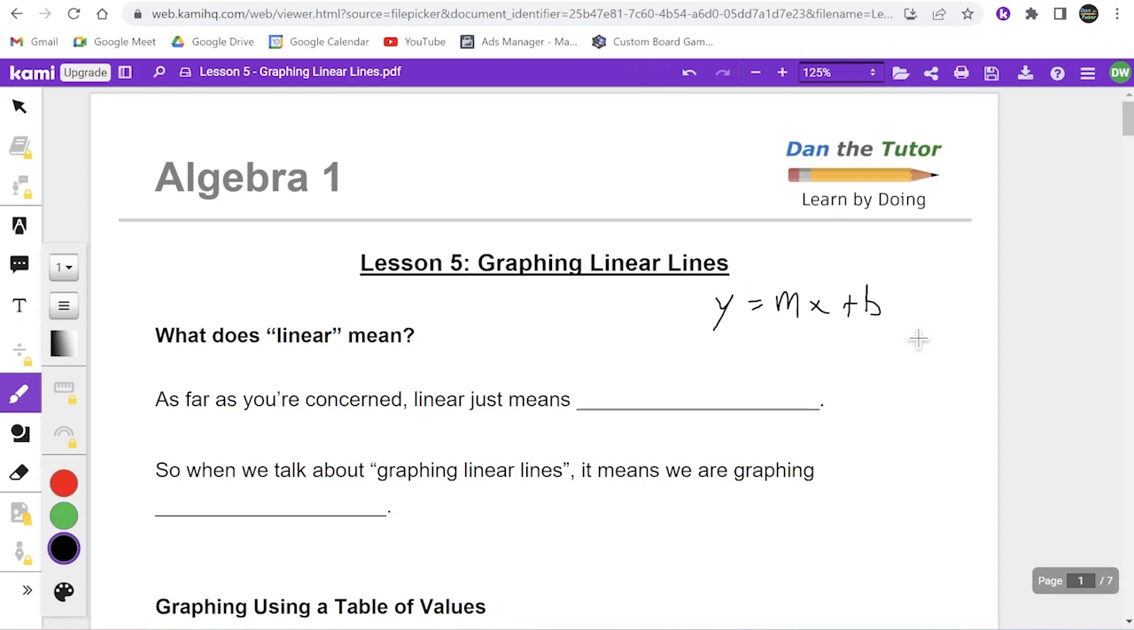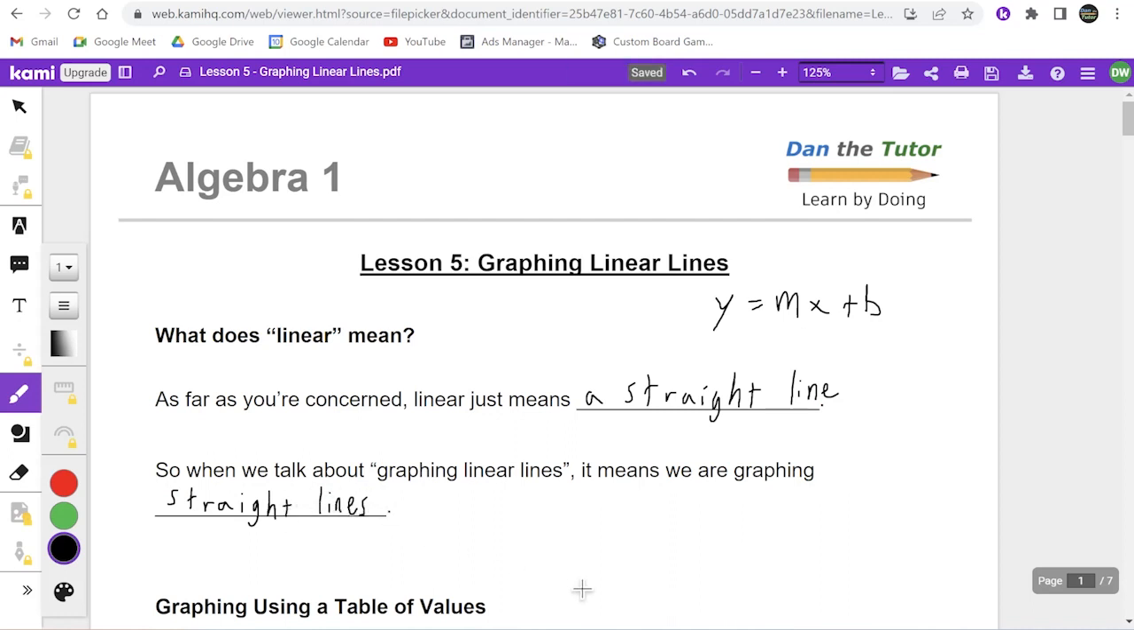So first, let's talk about what linear means. All it means, as far as you're concerned, is that linear just means a straight line. So today, when we talk about graphing linear lines, it means we are graphing straight lines. That's the next fill in the blank.